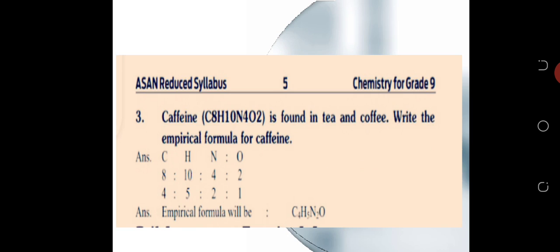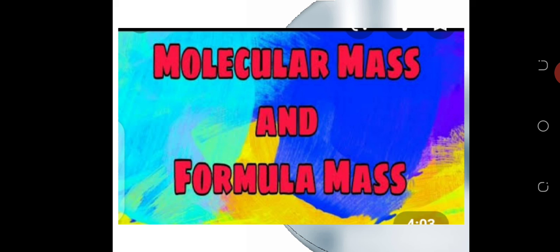Okay, now in question number 3, you have been given caffeine. You know it has the formula C8H10, N4 and O2, where N stands for nitrogen. It is found in tea and coffee, as you know very well. Write the empirical formula for caffeine. We will write C8H10, nitrogen 4 and oxygen 2. So the molecular formula will be C8H10N4O2. You can see we can divide them by 2 to get the simplest ratio. So its empirical formula will be C4H5N2O1.